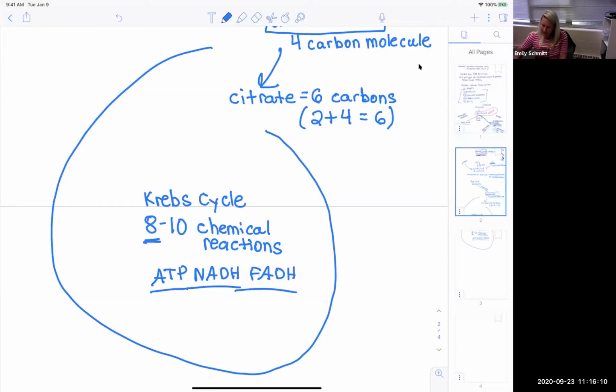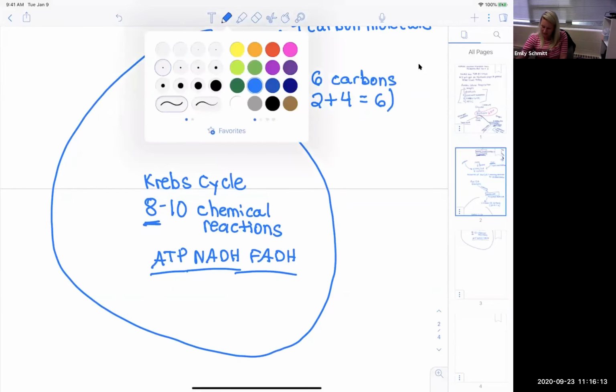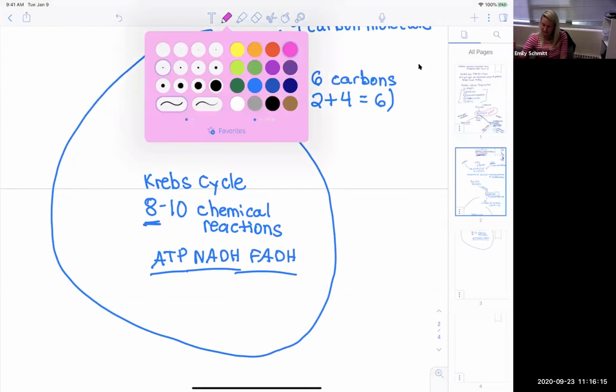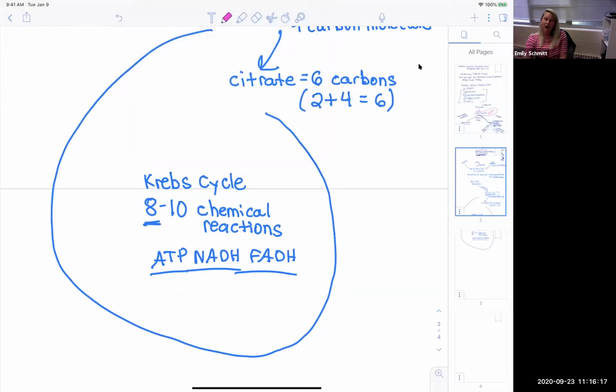So let's add a little bit more detail to the Krebs cycle to help us understand where these hydrogens and associated electrons are coming from, in particular, how many NAD and how many FAD are formed. So after citrate, we are going to have the chemical reaction to get us to isocitrate.